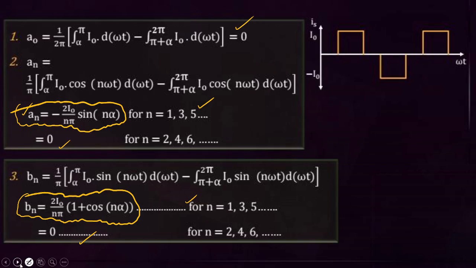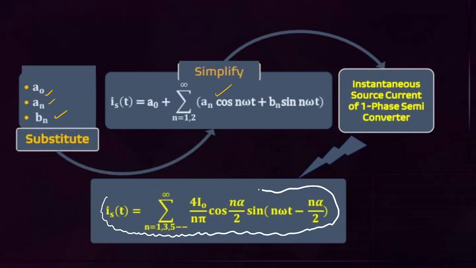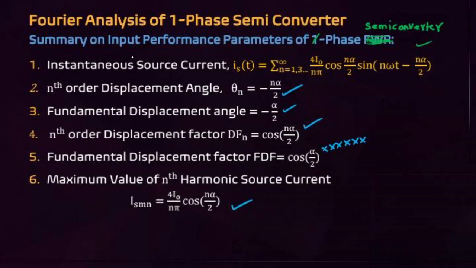The An, Bn values are also very important for the GATE exam. Once you know the A0, An and Bn values, substitute them in this equation. Then we can get the instantaneous source current expression of the single phase semi-converter. This is the instantaneous source current expression. From this expression, you have to write many formulas in the semi-converter. Those are the input performance parameters of a semi-converter. And this is the Fourier analysis of the single phase semi-converter.